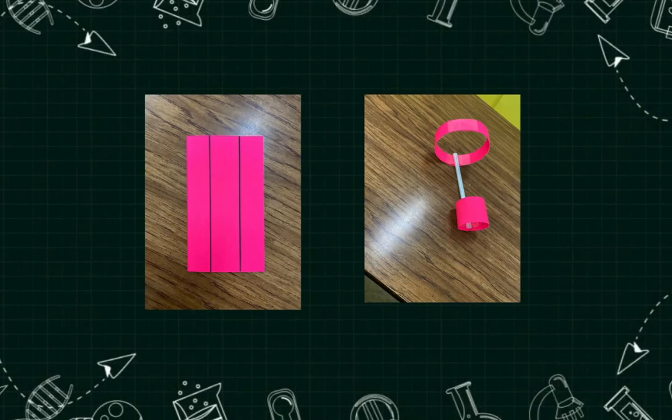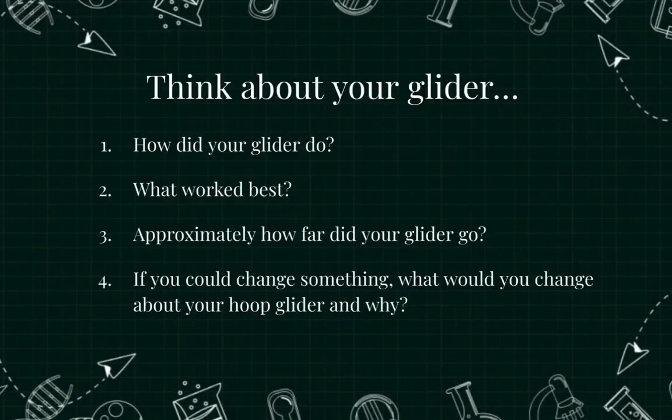After you have finished building all of your gliders, think about these questions. How did your glider do? What worked best? Thinking about all the different ways you built your glider, what worked best? Approximately how far did your glider go? And if you could change something, what would you change about your hoop glider and why? So, thinking about your hoop glider and the distance that it traveled each time, what do you think you could change to help it go further?